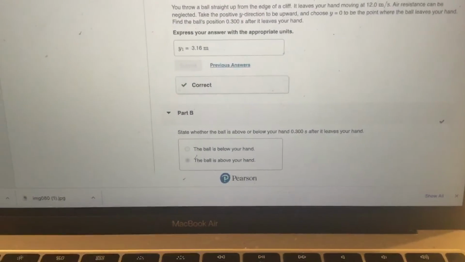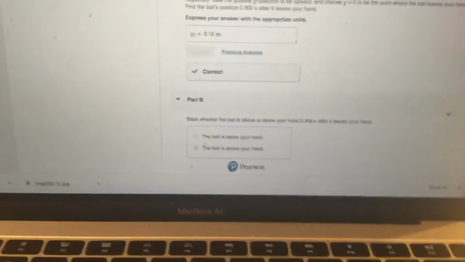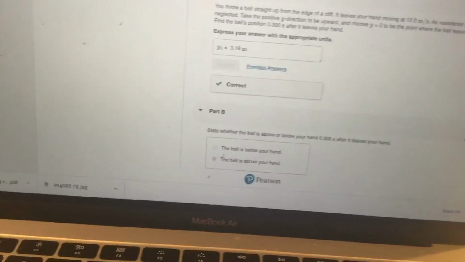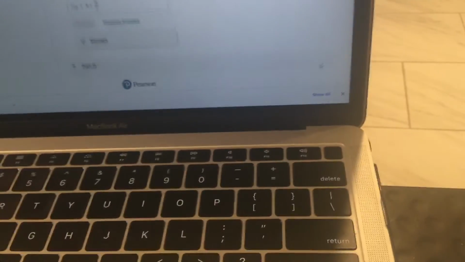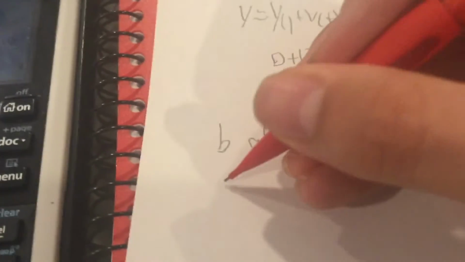That was correct. Part B: state whether the ball is above or below your hand at 0.3 seconds. We just found what y was at 0.3 seconds, and it's positive. So we know the ball is above your hand. Okay, part C: find the y component of the ball's velocity 0.3 seconds after it leaves your hand.